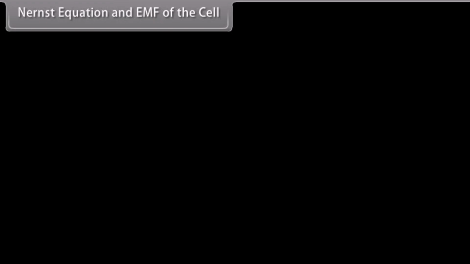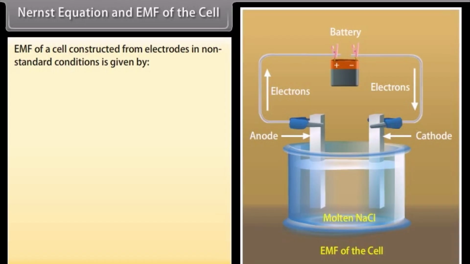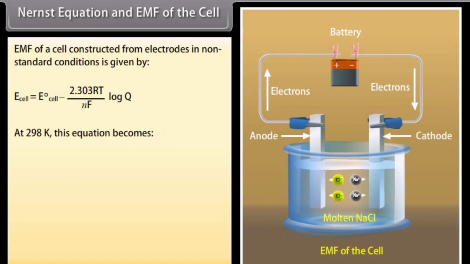Nernst equation and EMF of the cell. EMF of a cell constructed from electrodes in non-standard conditions is given by E cell is equal to E naught cell minus 2.303 RT upon nF multiplied by log Q. At 298 Kelvin, this equation becomes E cell is equal to E naught cell minus 0.0591 upon n multiplied by log Q.